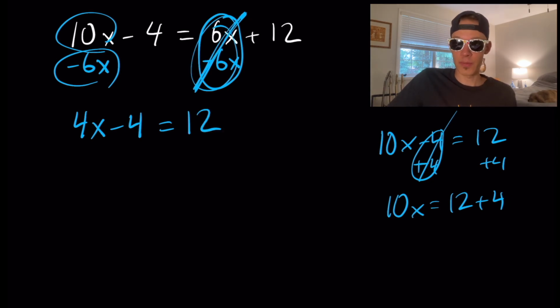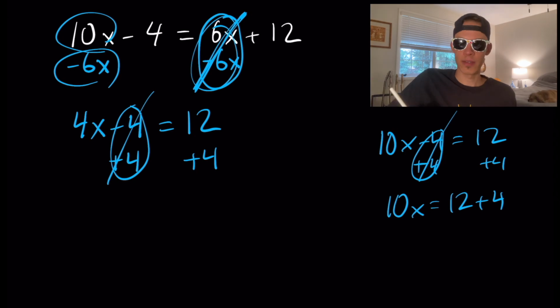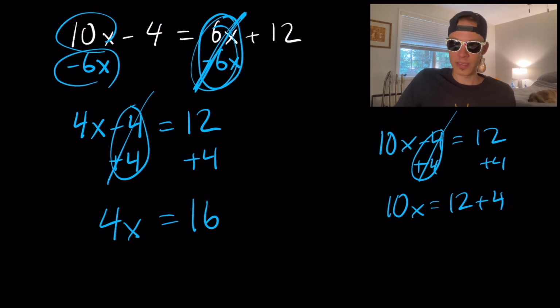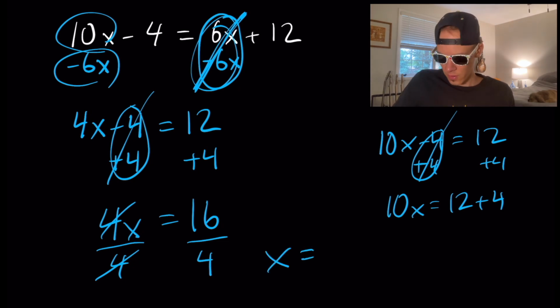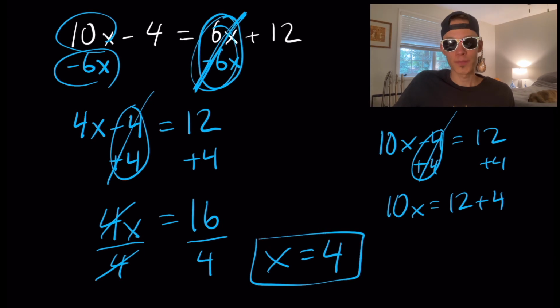Now this is a two-step equation, super easy. Add 4 to both sides, so we can cancel that minus 4, undo that minus 4. Then we'll have 4x is equal to 16. Divide both sides by 4. Those 4's cancel, and I'll get x is equal to 16 divided by 4, which is 4.